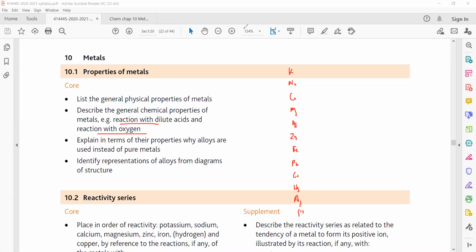So when we check the reaction with dilute acid, up to lead, they can react with dilute acid. They can react with acid if we add an acid. And here, when we refer to acid, it means we are talking about dilute acid. But for copper and lower in reactivity, there is no reaction. And when metal reacts with acid, the result is a salt and hydrogen gas. So we'll see bubbles, fizz.